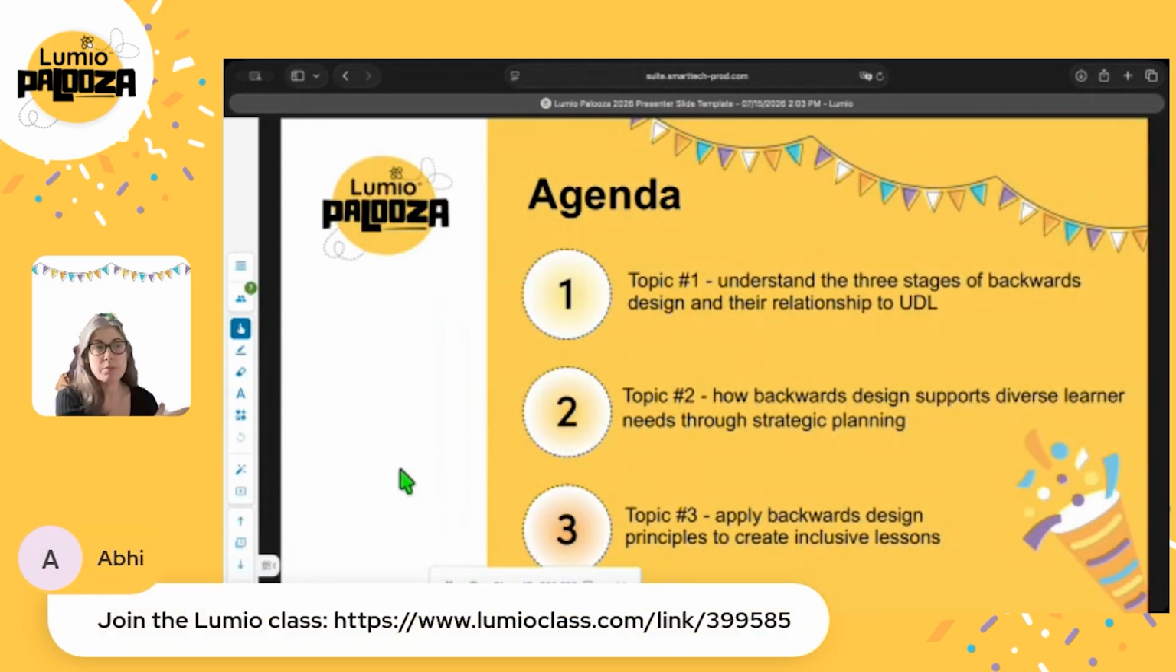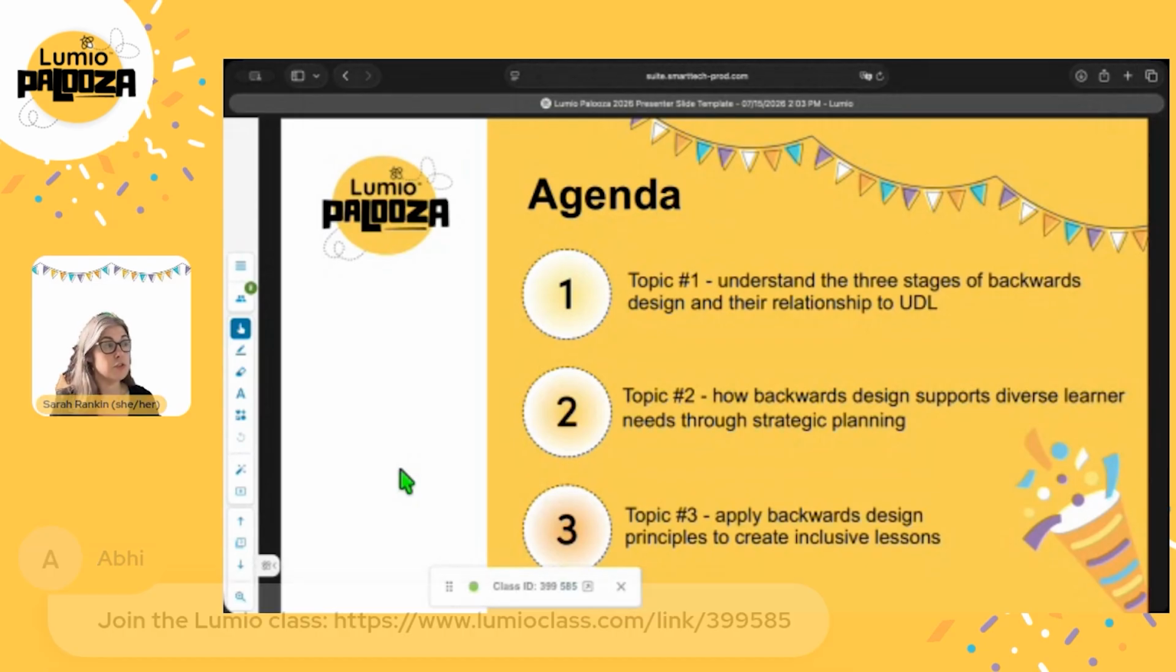So let's move on into our agenda today. The first thing we're going to be going through is we're going to first off just understand what the 3 stages of backward design really are and what is their relationship to UDL, the Universal Design for Learning. Then after that, we're going to look at how backward design actually supports diverse learner needs and how we can use it to plan strategically to help our learners. And it's a good thing to remember that these things are good for all learners.